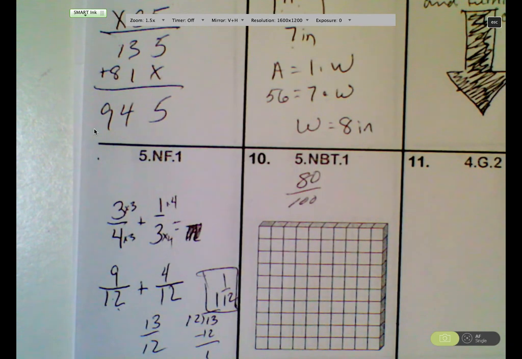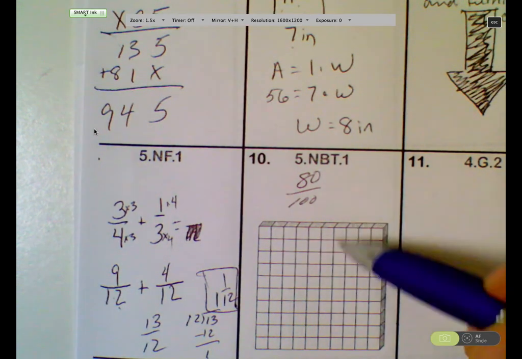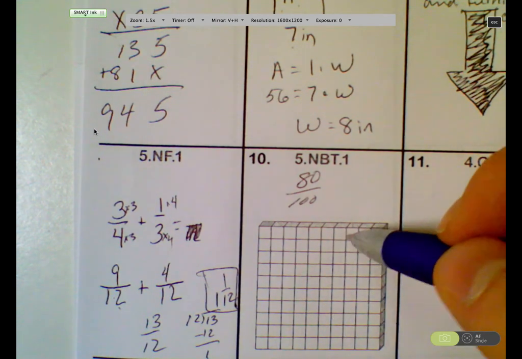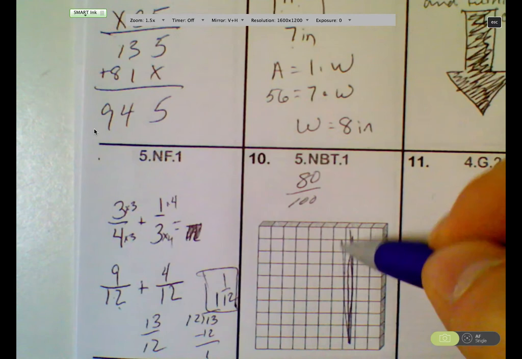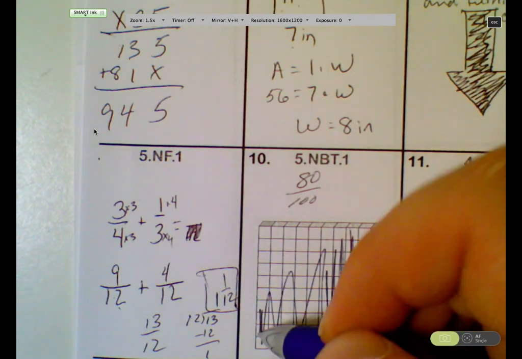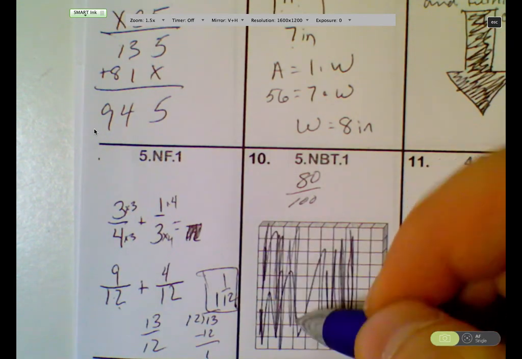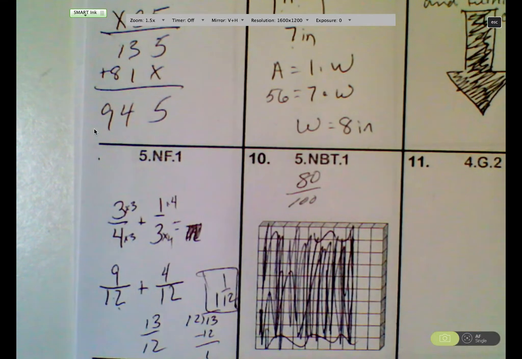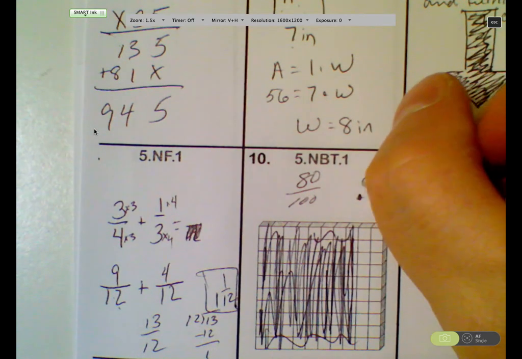Write this fraction as a decimal. 80 hundredths, so I got 100 squares here, and I'm gonna color in 80 of them. So I'm just gonna kind of quickly. It means there's going to be 2 rows or 2 columns that are not colored in. Okay, and to write that as a decimal would be 0.80.